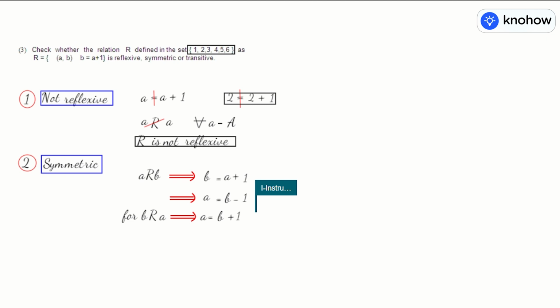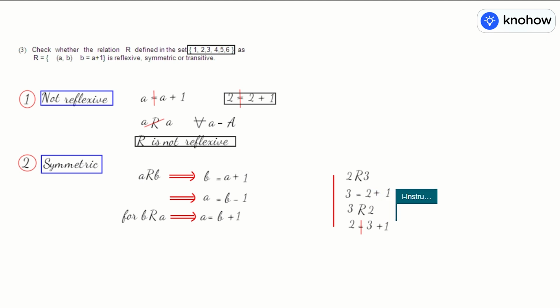We may take an example also. Suppose 2 is related to 3, then 3 equals 2 plus 1. Now let us check whether 3 is related to 2 or not. Then 2 is not equal to 3 plus 1. So if A is related to B, then B is not related to A. So R is not symmetric.